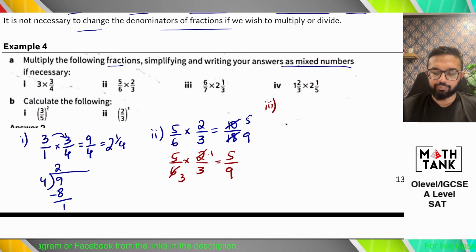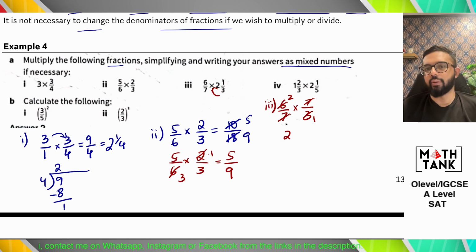Part 3, 6 over 7. Now I need to change this into an improper fraction. So 3 times 2 is 6, 6 plus 1 is 7. It's 7 over 3. This 7 can cancel out with this 7. 3 times 1 and 3 times 2. So that should give you 2 as the answer. You could also have written 42 over 21, and that would also have been fine.